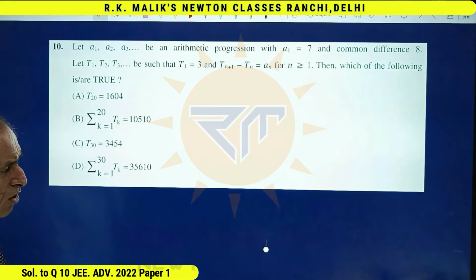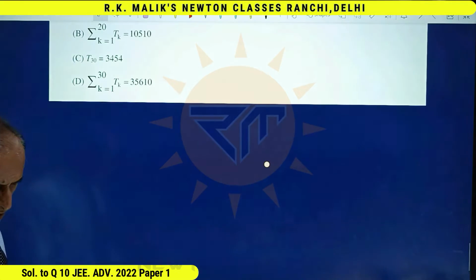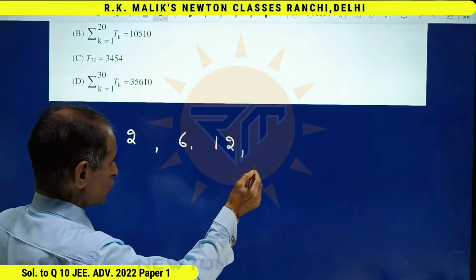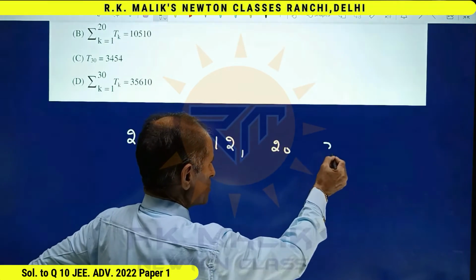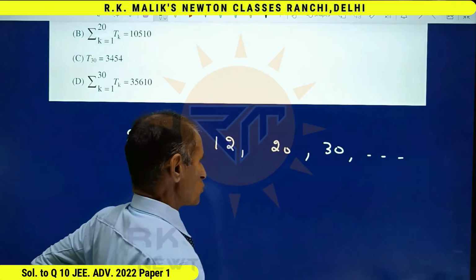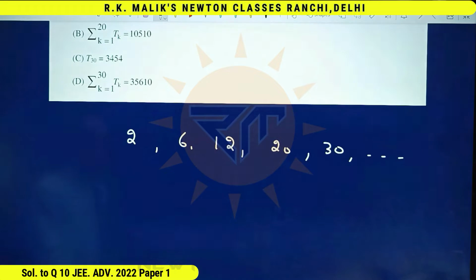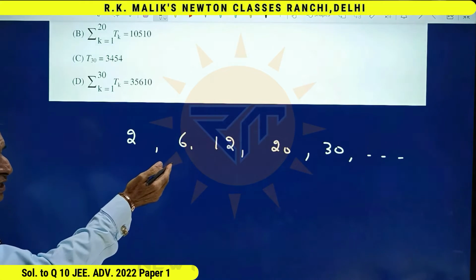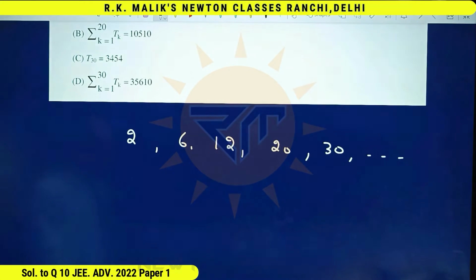Suppose a question of 11th class board level: a sequence is given to you as 2, 6, 12, 20, 30 and so on, and it says find the nth term of this sequence and find the sum of n terms also. Some of you may be able to find the nth term using common sense only, but I will do the question the proper way because common sense will not always work.